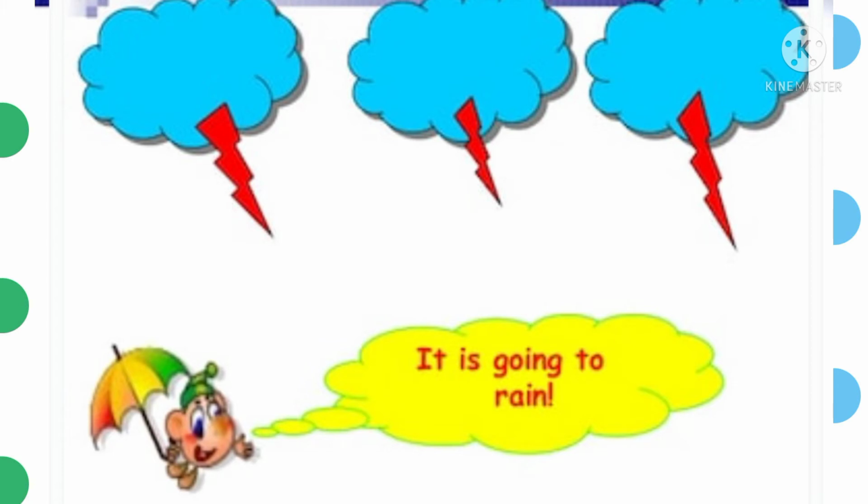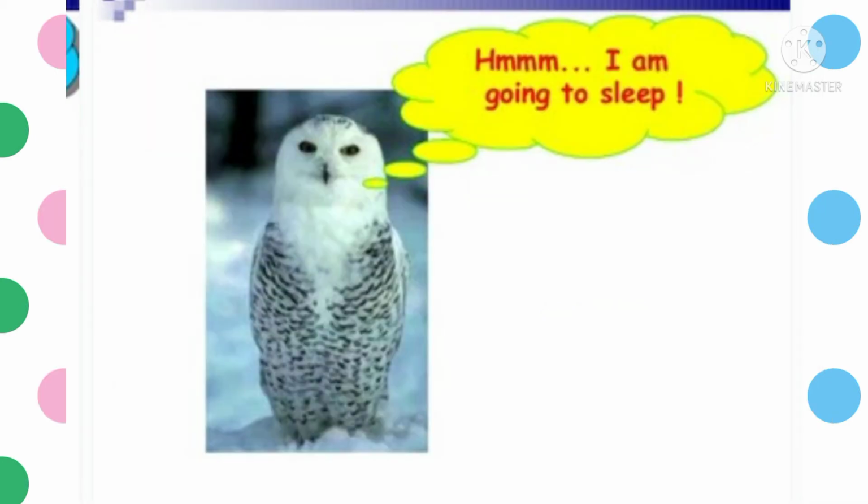It's going to rain means seeing the cloud, we are assuming that it's going to rain. I'm going to sleep to express a decision or plan.